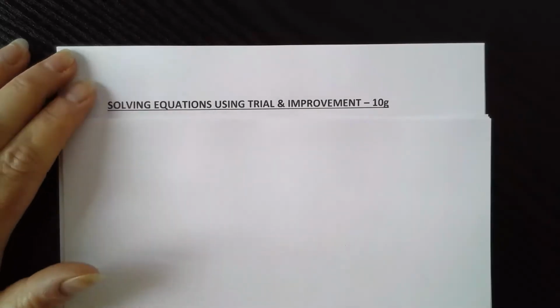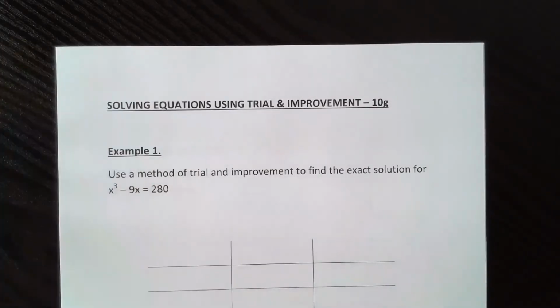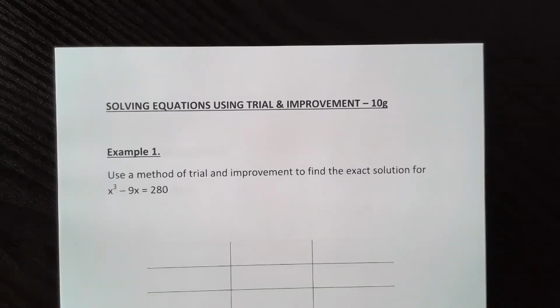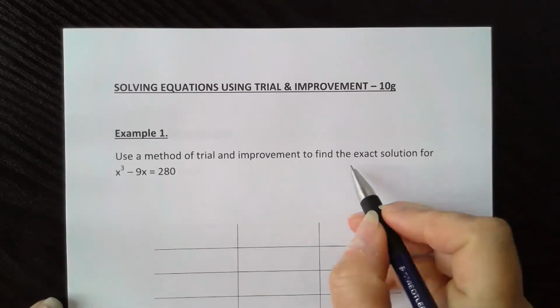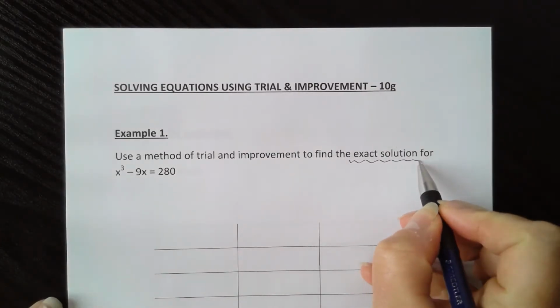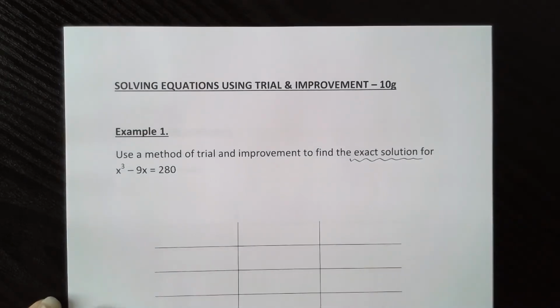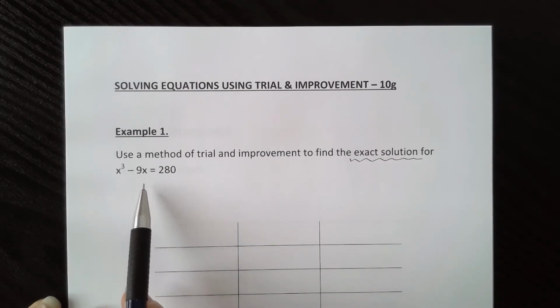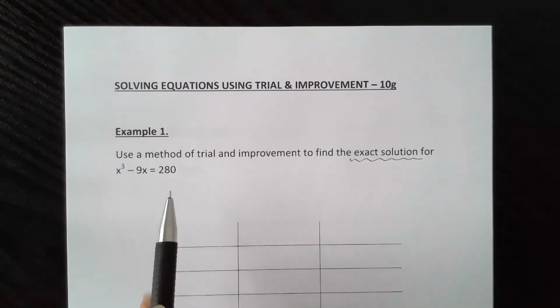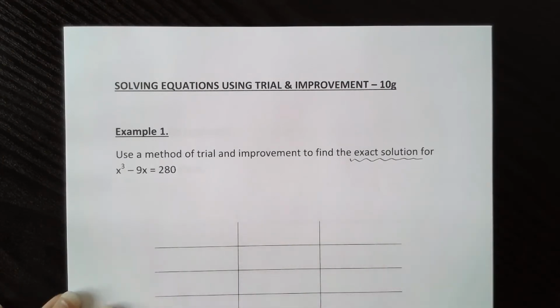So let's have a look at some examples. This example here is not in the textbook. There's a couple of extras that I've stuck in that aren't in the textbook, so this is one of those. Use a method of trial and improvement to find the exact solution for x cubed minus 9x is equal to 280. So we need to find a value of x which satisfies this equation, and because it says it's an exact value, this is one that won't have to be rounded.